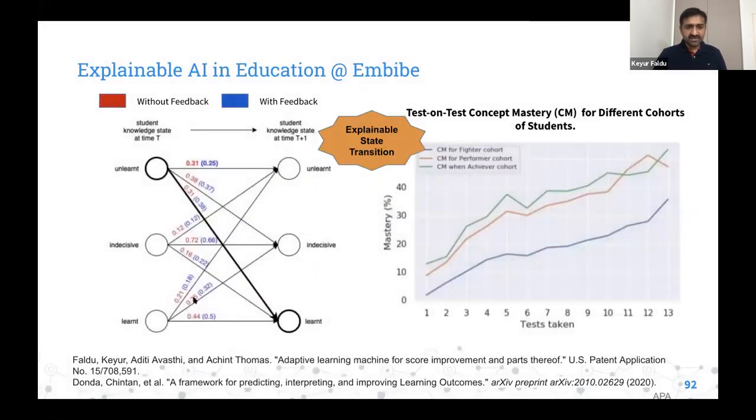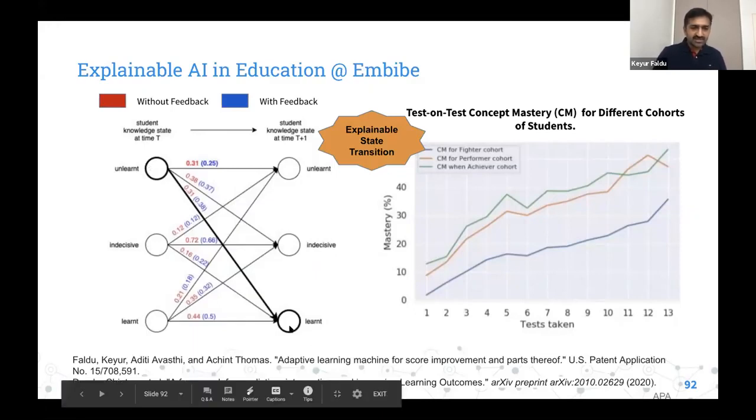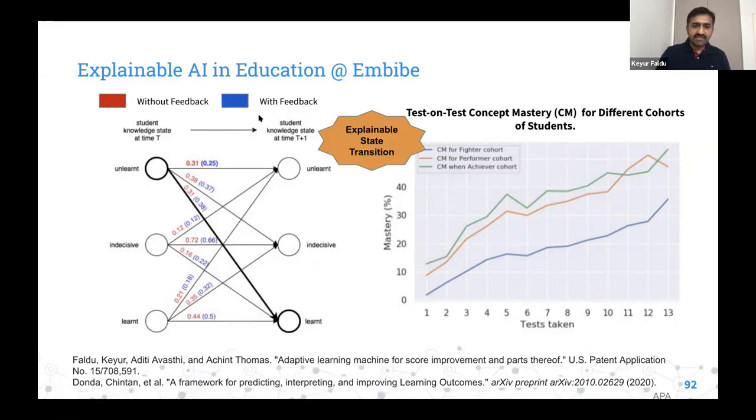Model simplification is the last use case I will try to explain. For a student moving from unlearned stage to learned stage, the probability is 31% without seeing feedback. But when they see feedback, they move from unlearned to learned with 38% probability, so there is a 7% improvement. This is motivating, not only to design the feedback page, but also to decide which feedback page is more relevant to which cohort of users, and we can do a lot more. So rather than just predicting concept mastery, the transition is important.